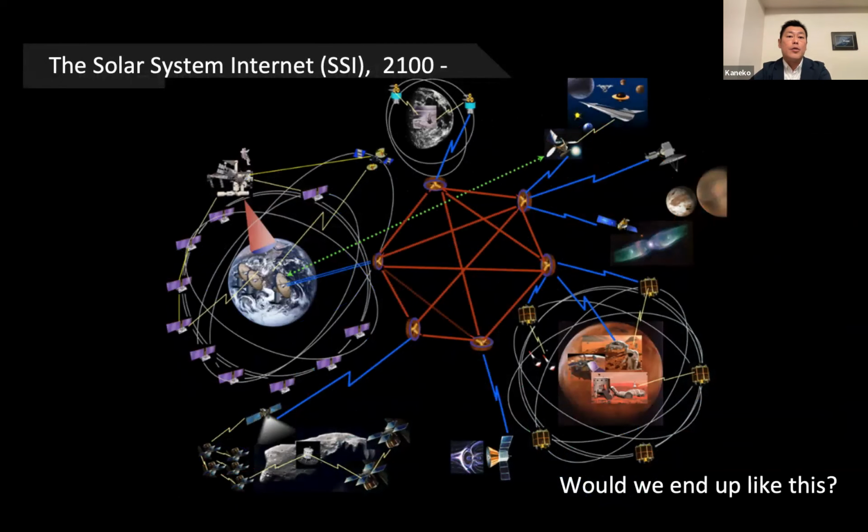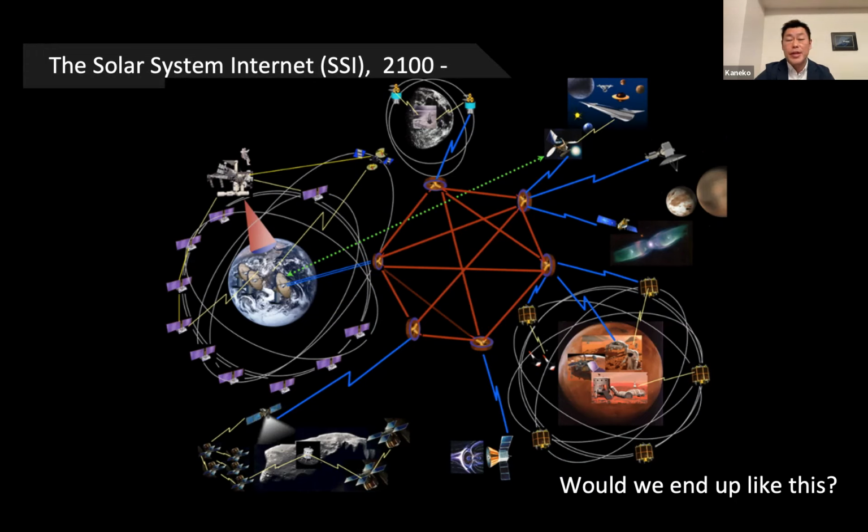And then going even farther in the 2100s, we might even end up in a picture like this. This is a notional picture that was crafted a little while ago, but it gives you a sense of what a solar system internet, or what we call the SSI, would look like. The red hexagon lines in the middle of the picture are an illustration of a network backbone of the SSI relaying data across our solar system and even for deep space missions.